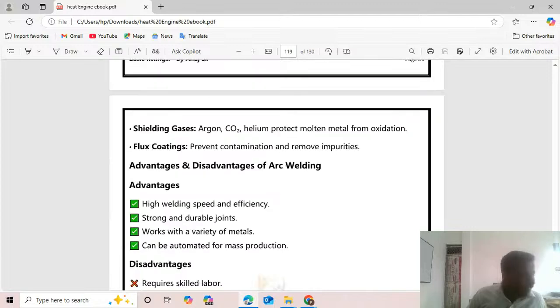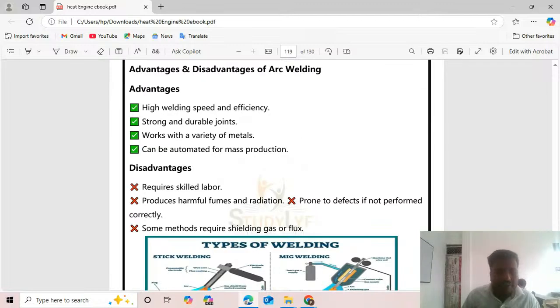What are the advantages of arc welding? You will see high welding speed and efficiency, strong and durable joints, it works with a variety of metals, and can be automated for mass production. Disadvantages: it requires skill, produces harmful fumes and radiation, and is prone to defects if not performed correctly.